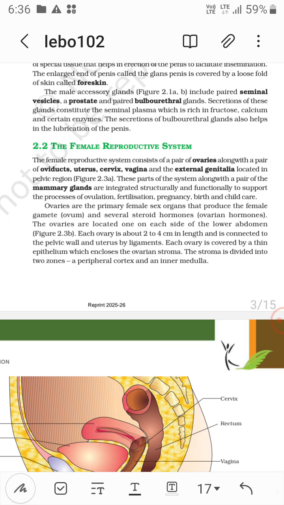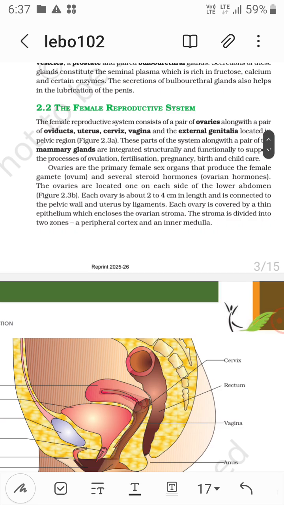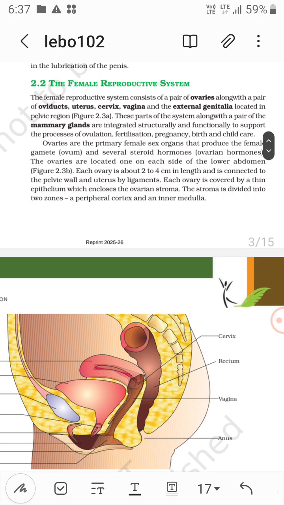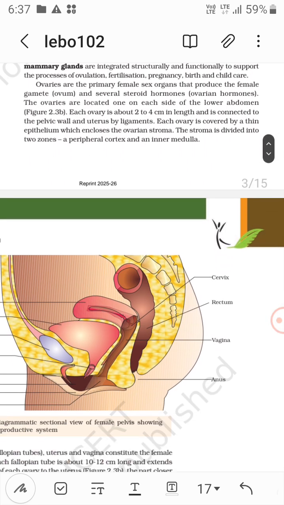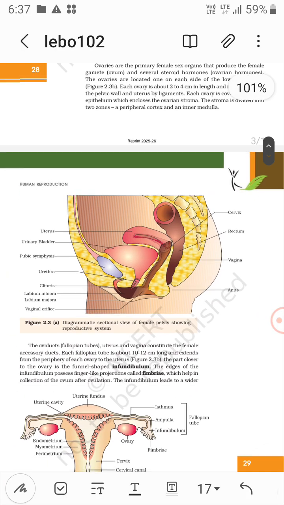Ovaries are the primary female sex organs that produce the female gamete, that is the ovum, and several steroid hormones, that is ovarian hormones, right? Now the ovaries are located one on each side of the lower abdomen. Each ovary is about 2-4 centimeters in length and is connected to the pelvic wall and uterus by ligaments. Each ovary is covered by a thin epithelium and encloses the ovarian stroma. The stroma is divided into two zones, the peripheral cortex and the inner medulla, right?